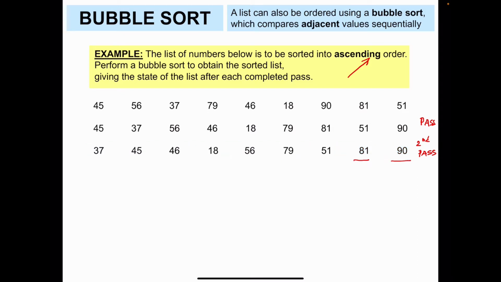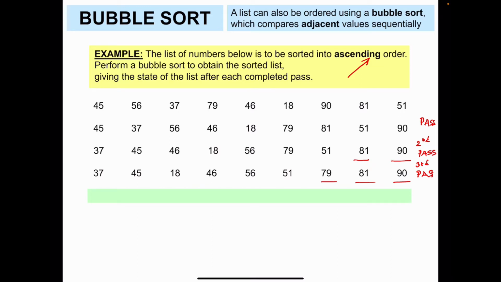And keep going. The third one: 37, 45, okay. 45, 46. 46, 18, switch. 46, 56, keep it. 79, keep it. These two must be switched, and then these two numbers can be kept, and the third pass is completed, okay? Now three numbers are in their correct positions, and you can keep going. If you want, you can pause the video and try the next one on your own, and then I'll do it without any comment.